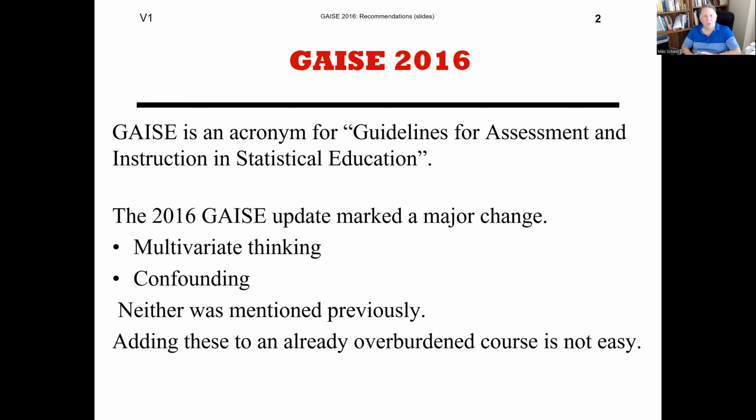You say, okay, it's good to have something like that. Might be interesting to try and put together guidelines for quantitative reasoning, quantitative literacy, statistical reasoning. The 2016 update marked a major change by including two new goals: multivariate thinking and confounding. Neither of these was mentioned previously.